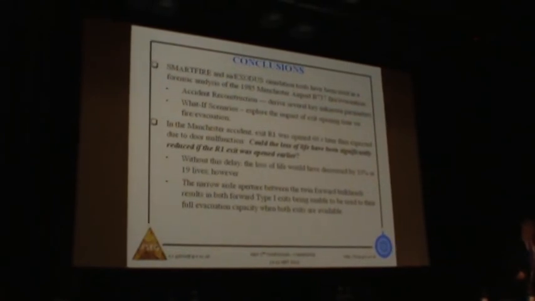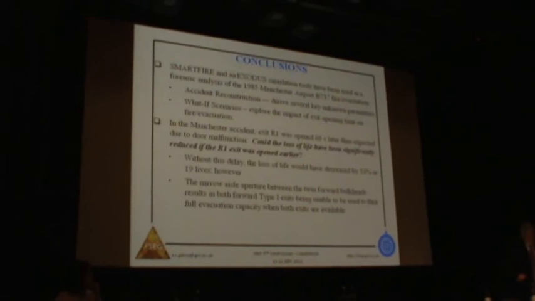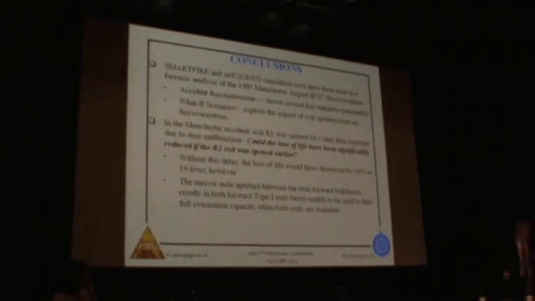So to conclude this then, a couple of slides. The Smart Fire and Air Exodus simulation tools have been used in a forensic analysis of the 1985 Manchester 737 fire and evacuation. The accident reconstruction derived several key unknown parameters that we could use in the model, and we then explored what-if factors to explore the impact of the exit opening time on the fire and evacuation.